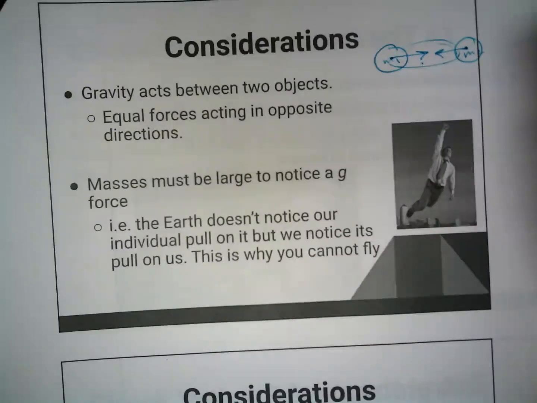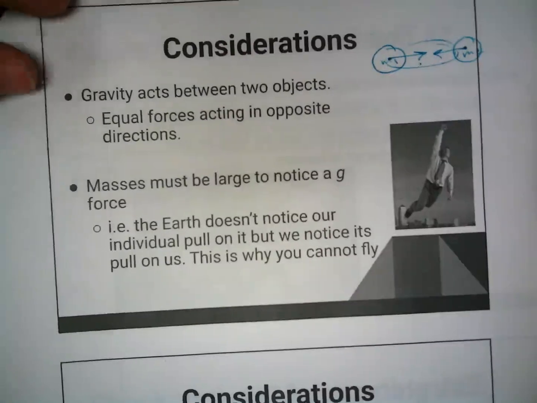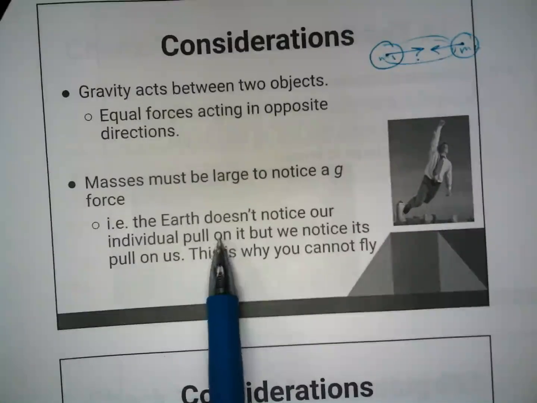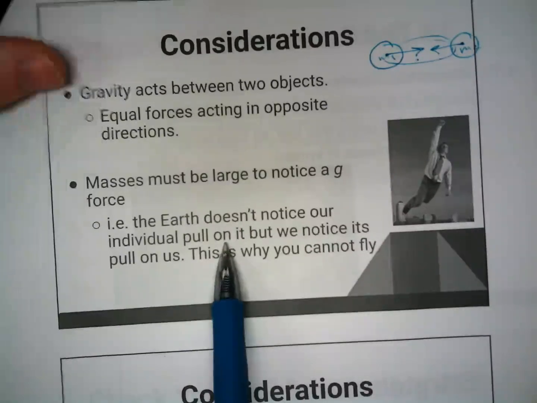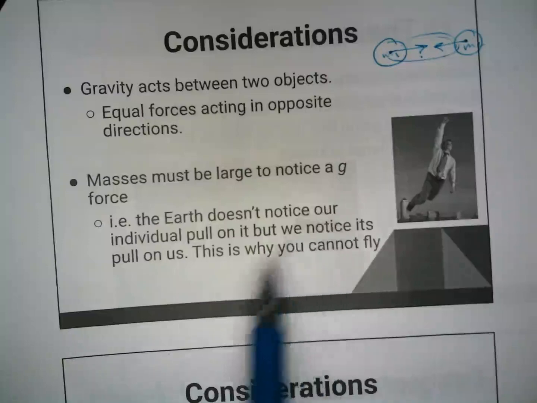And hopefully we should understand it's the Earth. We'll just say the Earth is so large that you are insignificant. Your mass is insignificant compared to the Earth's. Okay, but you, yes, do have an effect on something somewhere, but Earth overshadows you by a long shot. So that's why it says here, Earth doesn't notice an individual pull on it, but we notice its pull on us. And it's one reason why we can't fly.